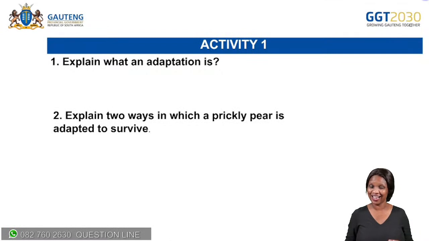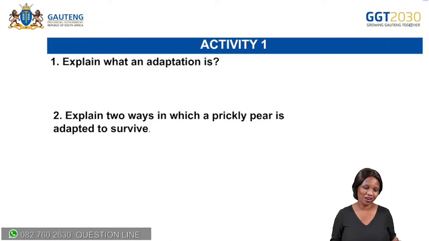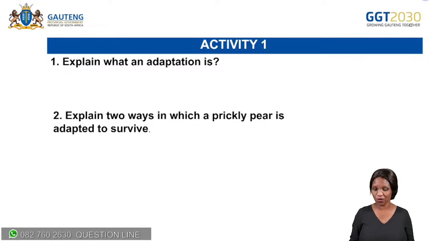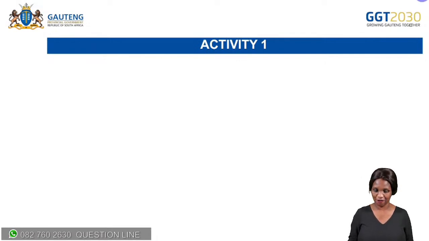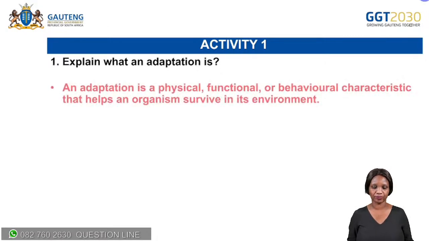Hope you are done answering the questions, grade 8. Let's look at the questions together. Question number 1 says, explain what adaptation is. And question 2, explain 2 ways in which a prickly pear is adapted to survive. Let's look at the solution for question number 1.